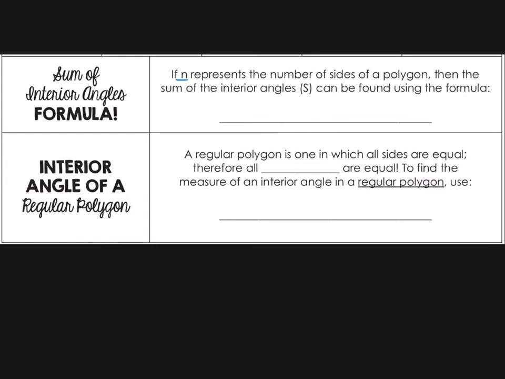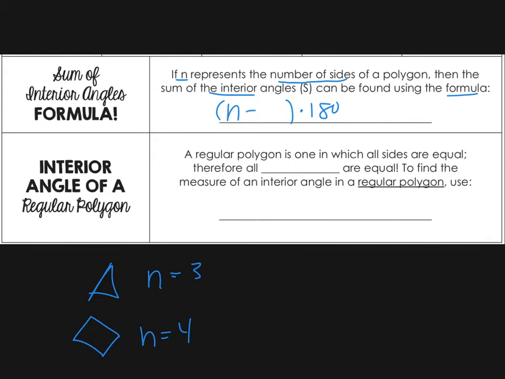So if n represents the number of sides of a polygon, for instance, if we have a triangle, then n equals 3. If we have a quadrilateral, then n equals 4. So n represents the number of sides of a polygon. Then the sum of the interior angles can be found using a formula. So what did we do? We were multiplying by 180. And what was that number? It was the number of triangles that we had inside the polygon. And the number of triangles in the polygon was the number of sides minus 2. So (n minus 2) times 180 is equal to the sum of the interior angles of a polygon.